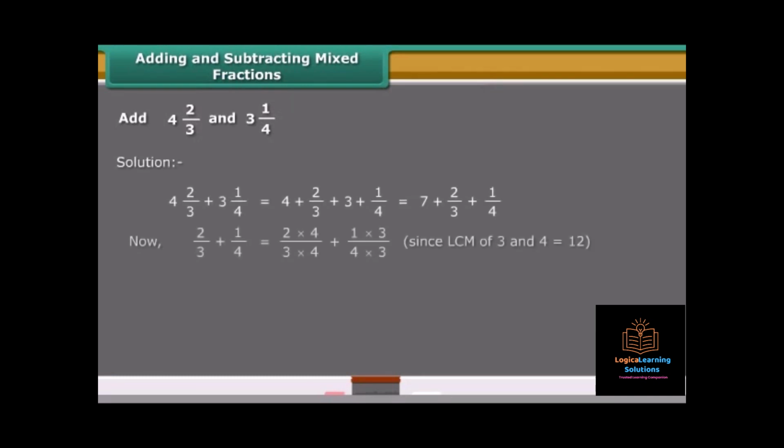Mixed fractions can be written either as a whole part plus a proper fraction or entirely as an improper fraction. One way to add or subtract mixed fractions is to do the operation separately for the whole parts and fractional parts, and the other way is to write the mixed fractions as improper fractions and then directly add or subtract them.